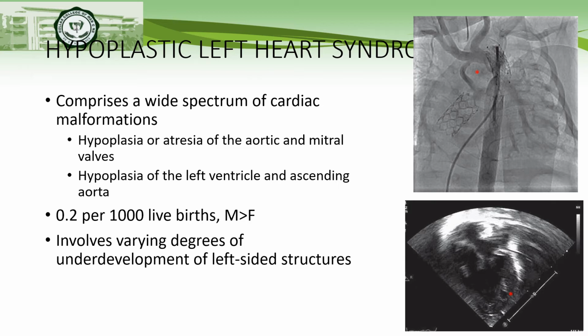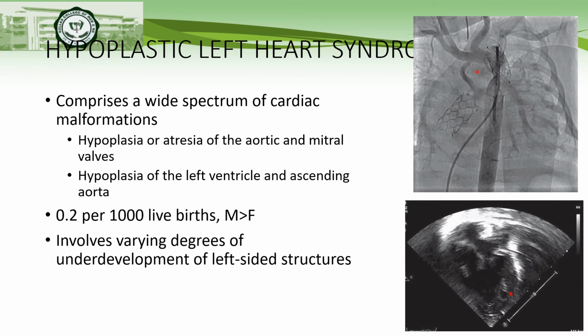Next is HLHS, or the hypoplastic left heart syndrome. HLHS comprises a wide spectrum of cardiac malformations, including hypoplasia or atresia of the aortic and mitral valves, and hypoplasia of the left ventricle and ascending aorta. HLHS has a reported prevalence of 0.2 per 1,000 live births and occurs twice as often in boys as in girls. Left untreated, HLHS is invariably fatal and is responsible for 25% of early cardiac deaths in neonates.